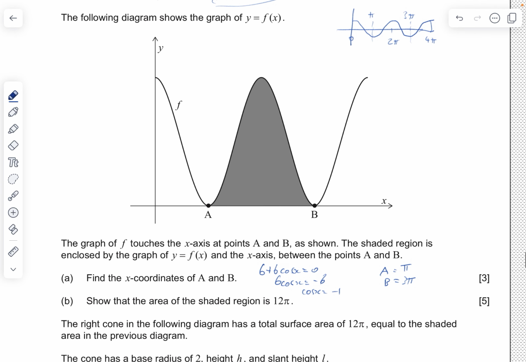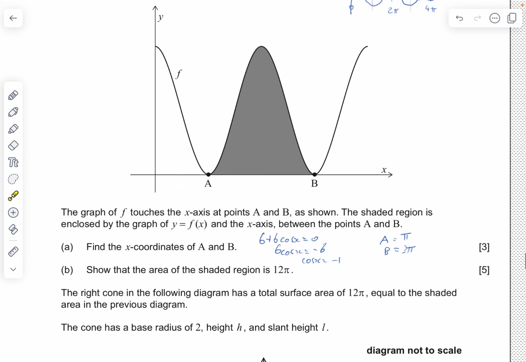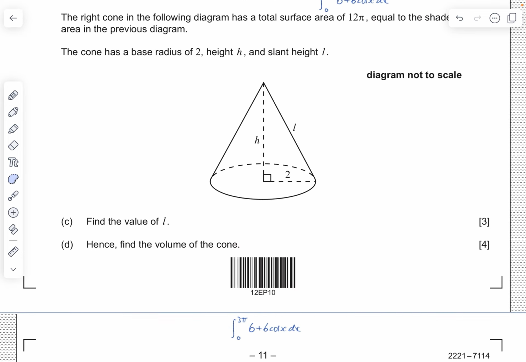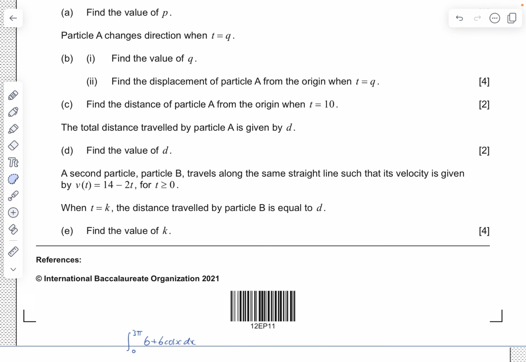Show the area of the shaded region is 12 pi, so I want the area of this. Well, that's a nice curve, and we're finding the area under a curve, so I can just integrate. So we do the integral between 0 and 3 pi of 6 plus 6 cosine x dx. Let's take that somewhere where we've got a bit more space, so I'll go down here on a separate page.